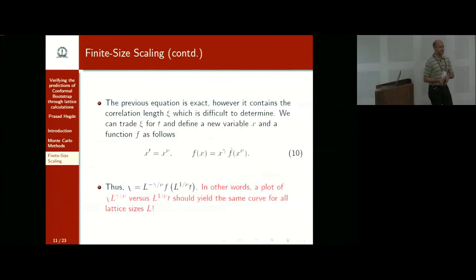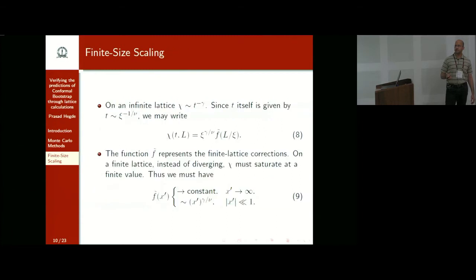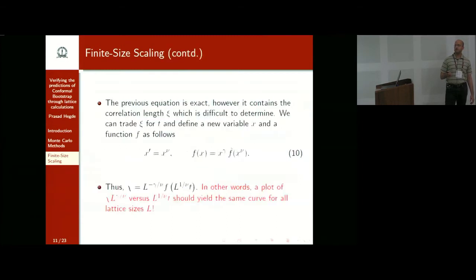So that's exact as far as the mathematics goes, but xi is typically not easy to determine. So what we do is we trade xi for t and define some new variables. Just some standard jugglery. You can define an f instead of an f tilde and an x instead of an x prime. You get an equation like this. And note that I have now pulled out the divergence, and replaced the divergence in terms of the lattice size.